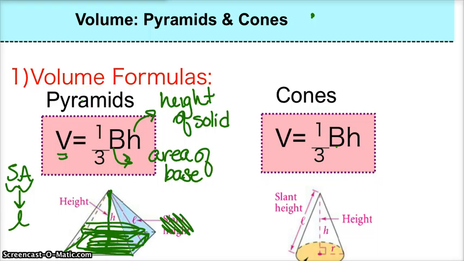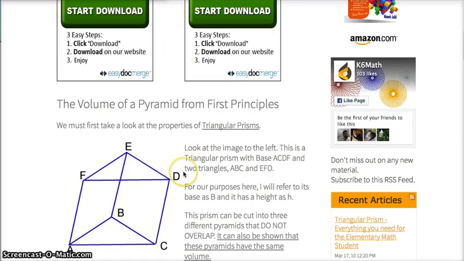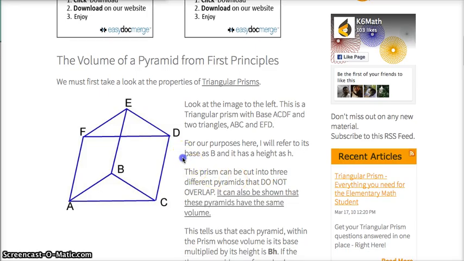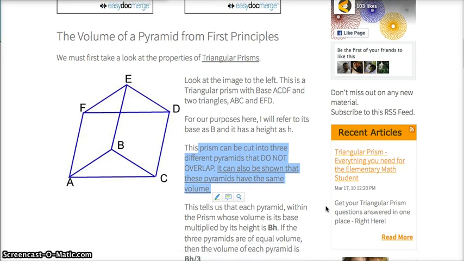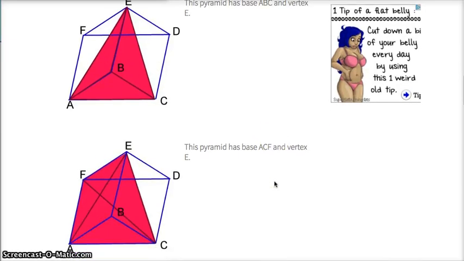I found a quick website that I just wanted to show you. It talks about why the volume of a pyramid is 1/3 capital BH. It says, first we must take a look at the properties of triangular prisms. Look at this spot right here. It says the prism can be cut into 3 different pyramids that do not overlap. It can also be shown that these pyramids have the same volume.